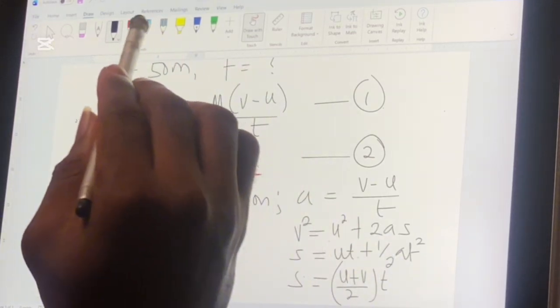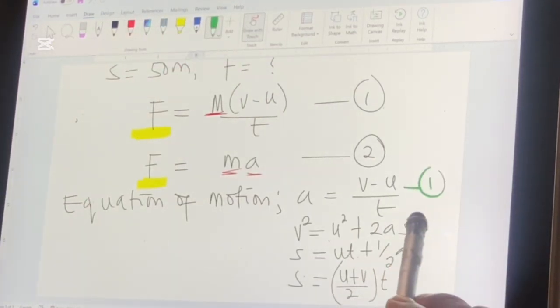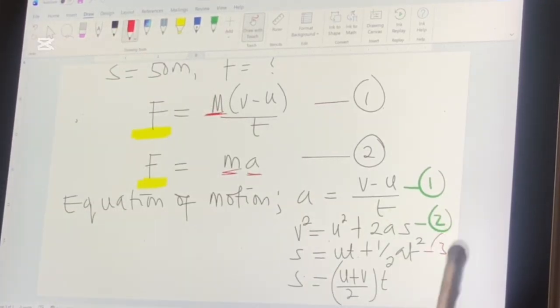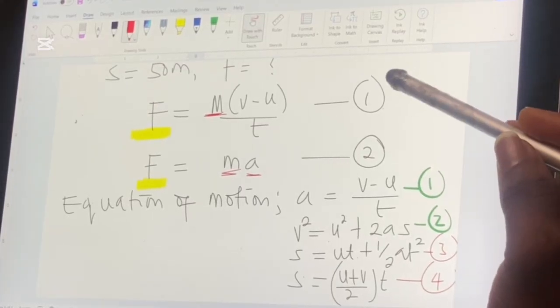So I will call this one here equation 1. This is my equation 2. This is my equation 3. This is my equation 4. Please take note.